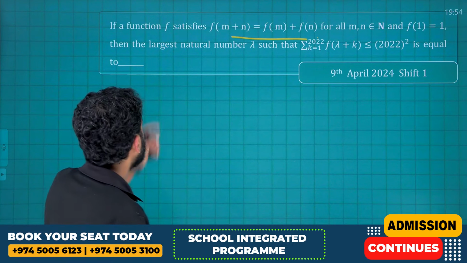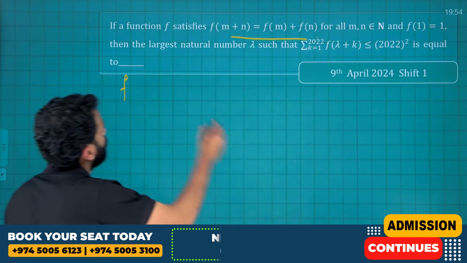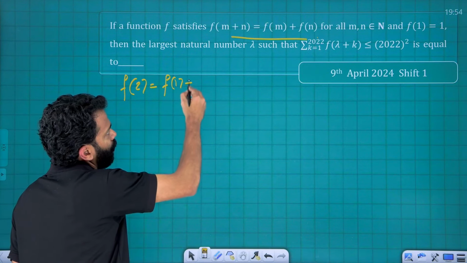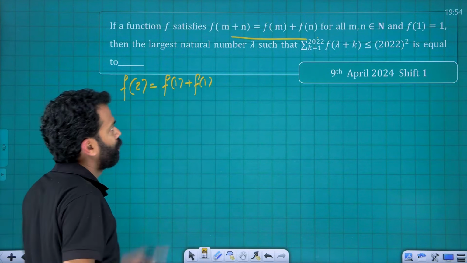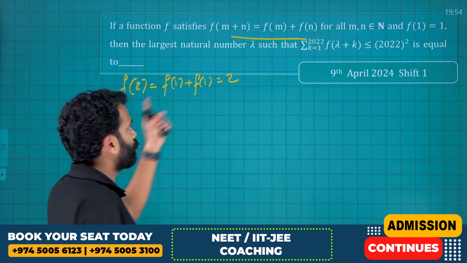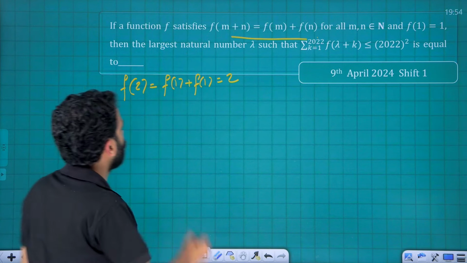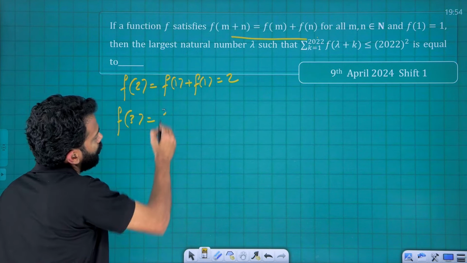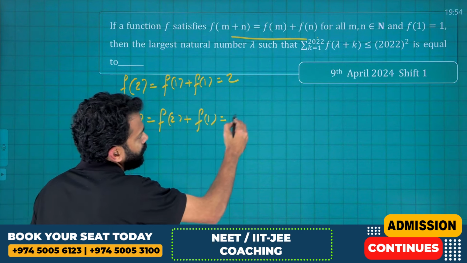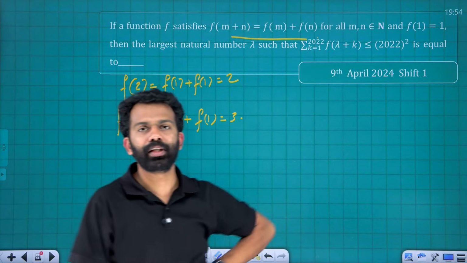What is f of 1? 1. So just put m is equal to 1 and n is equal to 1 and you will get f of 1 plus 1, that is f of 2. f of 2 is equal to f of 1 plus f of 1. What is f of 1? 1, and 1 plus 1 is equal to 2. So f of 2 is 2. Next, put m is equal to 2 and n is equal to 1 and you will get f of 3 is equal to f of 2 plus f of 1. f of 2 is 2, and 2 plus 1 is 3. So f of 3 is 3. Easy one.